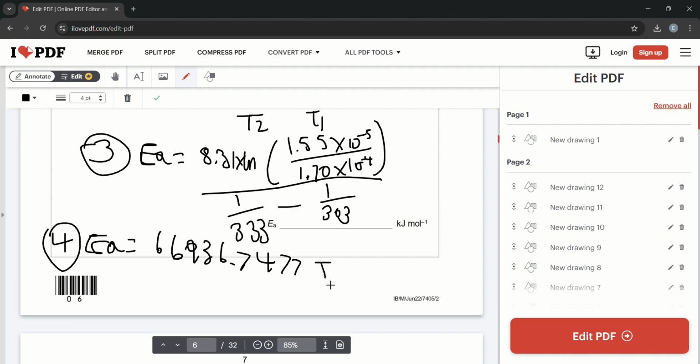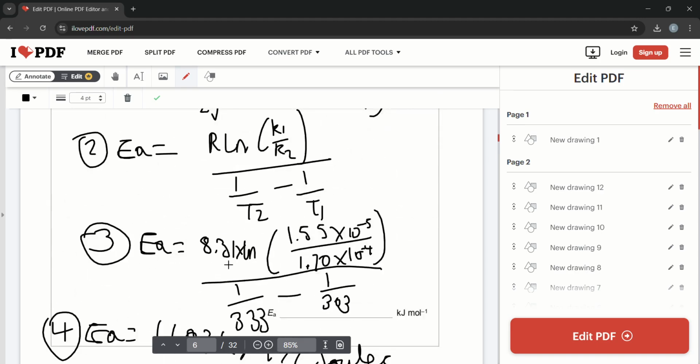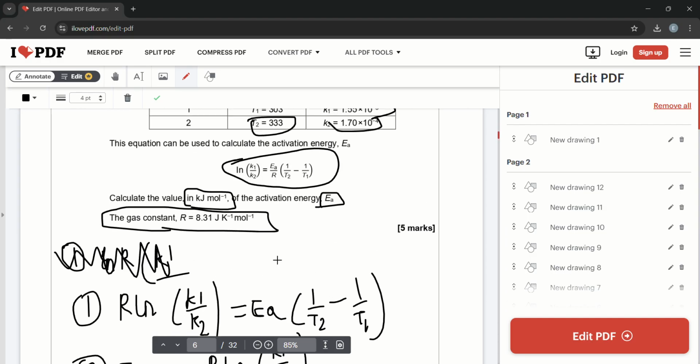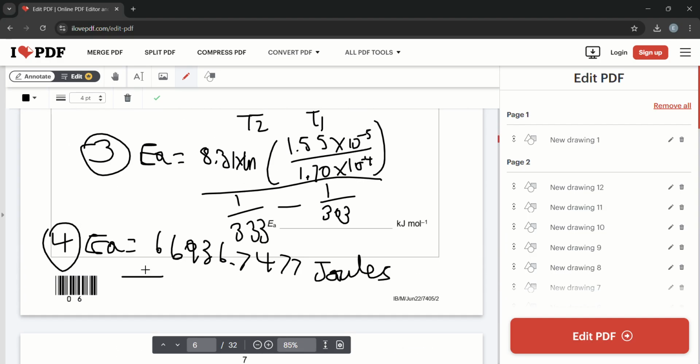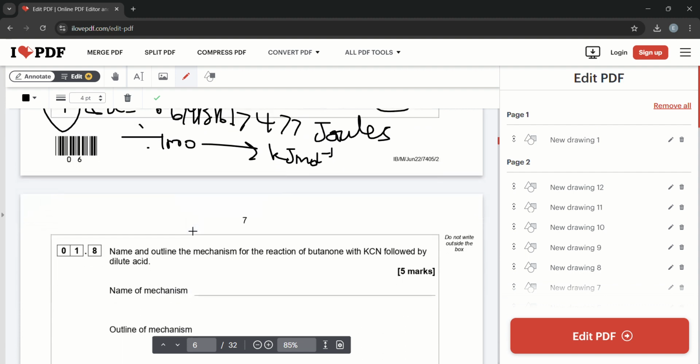This is in joules. Remember, activation energy is going to be in joules. We want it in kilojoules per mole to the power minus 1. Remember, gas constant R is in joules, and activation energy is in joules, and we want kilojoules per mole to the power minus 1. So therefore, we have to divide it by 1000 to get into kilojoules per mole to the power minus 1. So divided by 1000, 66.9 kilojoules per mole to the power minus 1 is your final answer for the activation energy.